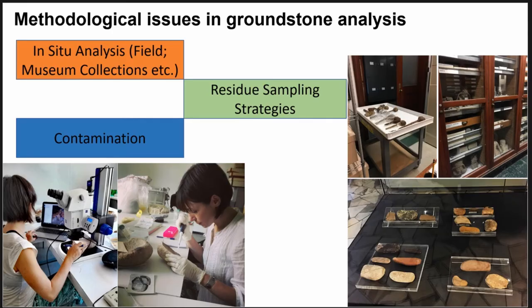So, as you all know, groundstone tools are really complex tools with usually long life cycles. And in the case, as I said before, of the tools coming from the Danube gorges, we have thousands of them which have been stored for more than 50 years in dusty museum deposits. So this brings up the first problem that we need to tackle in our study, which is being able to avoid environmental contamination.